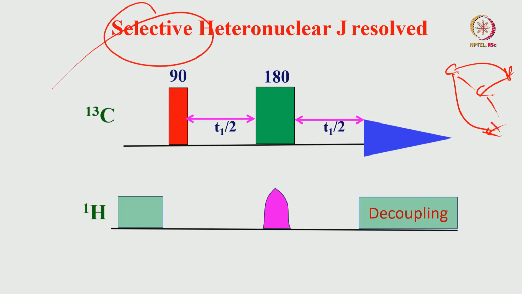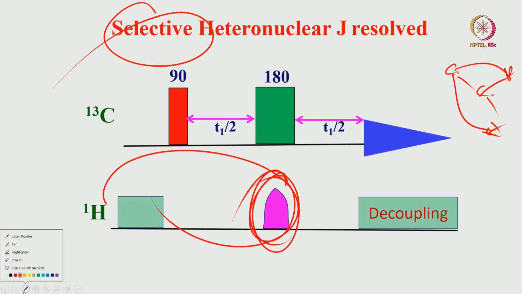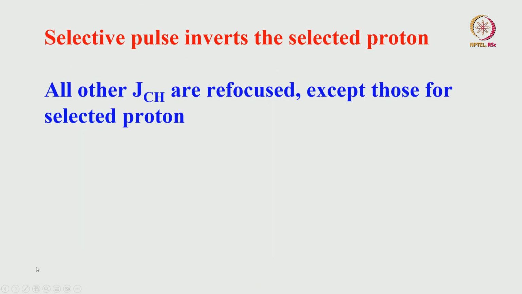This is called the selective heteronuclear J-resolved experiment, in which case we apply a selective pulse, not a 180 pulse. The 180 pulse is selective, not a broadband hard pulse; it is a selective pulse on a particular carbon, I am sorry, particular proton here. When you apply that, the selective pulse inverts the selected proton only. All the JCHs are refocused except for that selected proton. Only for that selected proton the carbon couplings are retained, long range couplings are retained.